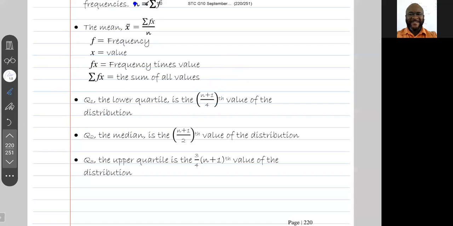All right, then Q2. Q2, the median, is the n plus 1 over 2 th value of the distribution. Again, I'll show you that. That doesn't tell me what the median is. It tells me where the median is, or which value in the distribution is the median. And I will show you that in action. Q3, the upper quartile, is the 3/4 multiplied by n plus 1 th value of the distribution. Again, not what Q3 is, but which value in the distribution is Q3. Again, you will see that in action.